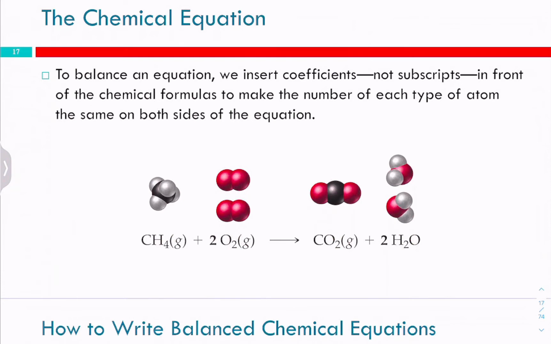So the only thing we can do in a chemical reaction is get more oxygen, in this case molecules, or more methane, or more CO2, or more water. And so that's what the coefficient says. That number in front says we need 2 oxygen atoms, right? 1, 2, and we'll produce 2 water molecules.